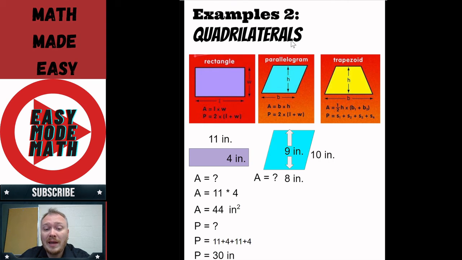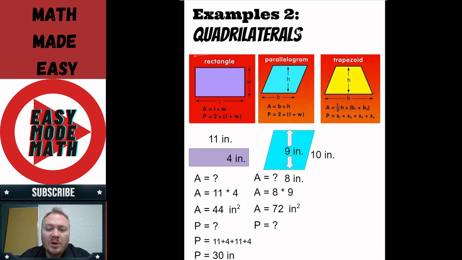So if I want to find the area, I'm going to go ahead and multiply the 8 and the 9. The 10 is not necessary for this problem because it's not the base or the height. That would give me an area of 72, remembering, of course, to put my label.